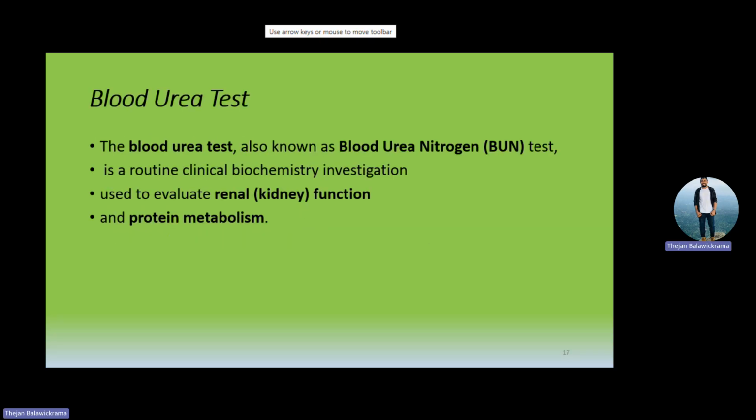Right. That's all about the blood glucose test. Now we'll come to the blood urea test.